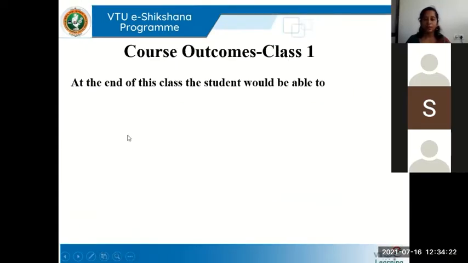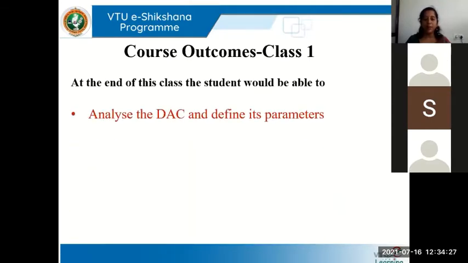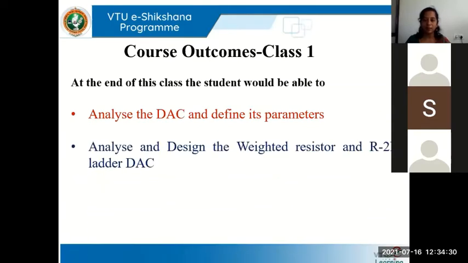The course outcomes of today's class are, at the end of this class, you'll be able to analyze the DAC and define its parameters. You will also be able to analyze and design the weighted resistor DAC, and if time permits, we'll continue with the R2R ladder DAC. So as I told you, we'll be studying 2 different types of digital to analog converters. The first one is the weighted resistor DAC, and the second one is the R2R ladder DAC.